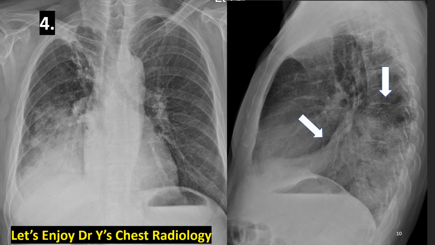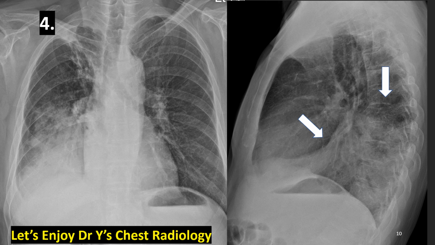Increased hazy consolidative density, right middle and lower lung zone. The right heart border is clearly saved, not obliterated, not obscured. That means the right middle lobe medial segment is okay. Also, we do not see the right diaphragm margin, and the right CP angle area is not normal. That means right lower lobe involvement, right lower lobe collapse due to lung cancer.